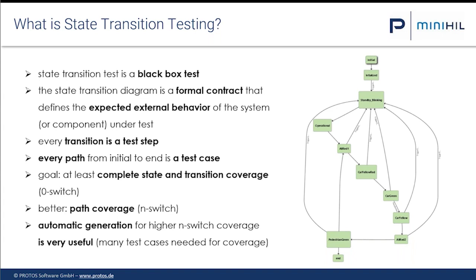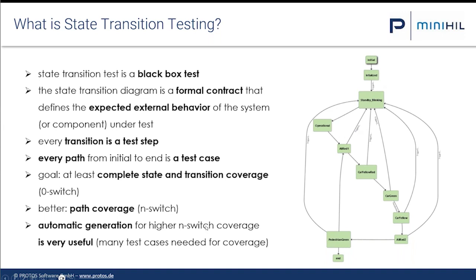The state transition diagram is a formal contract that defines the expected external behavior of the system or a component. So it can be done on any level. And every transition is a test step. That's important, because we want to generate the combinatorics, but also we want to test them. And every path from initial to end is a test case. The goal is to at least make a complete state and transition coverage. This would be the zero switch metric. So every state and every transition covered at least once.